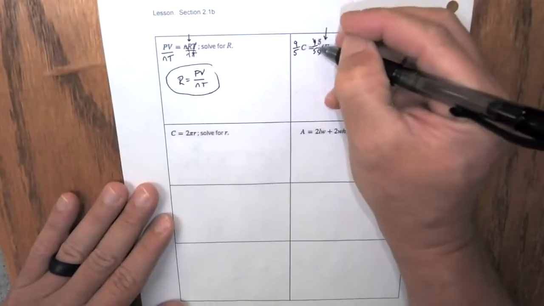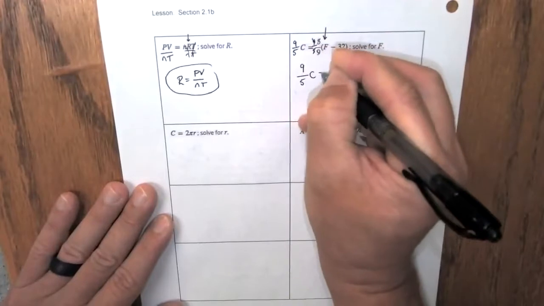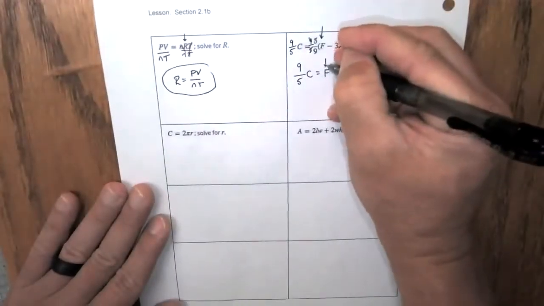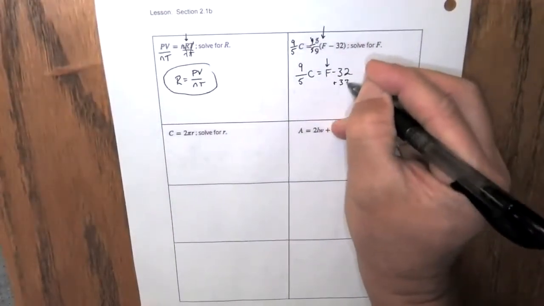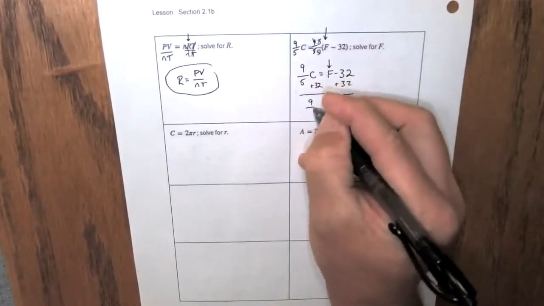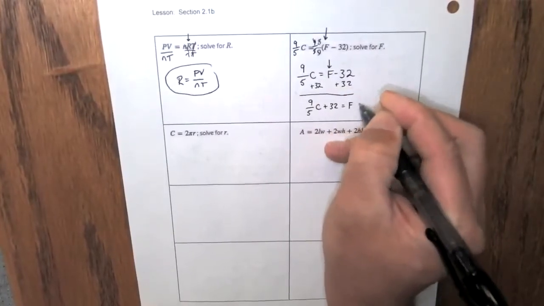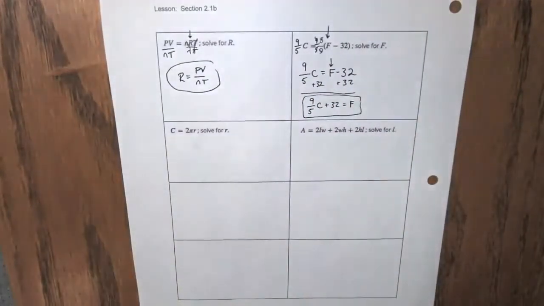The 9's cross off and the 5's cross off. So now I'm left with 9/5 C is equal to F minus 32. Still solving for F. Add 32. All I do is add 32. So then I have 9/5 C plus 32 equals F. And all you're trying to do is get that letter by itself. When it says solve for whatever, you're just trying to get that by itself.